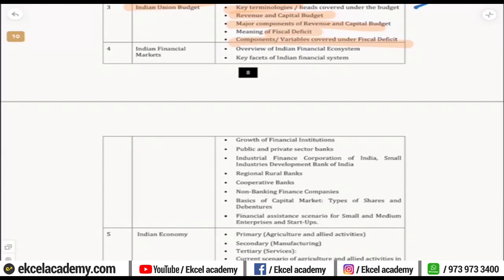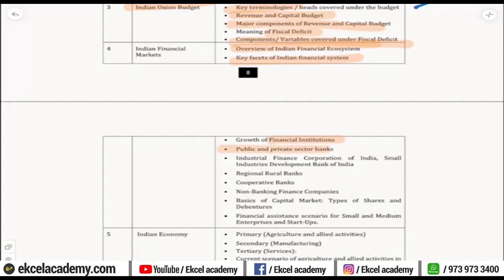Then we move on to the Indian financial markets. Here we study about the financial institutions. An overview is given to us. Then we see the key facets of the Indian financial system. Then we move on to financial institutions, which is very important for us to know. We know about RBI, we know about the commercial banks, we have something to do with SIDBI and other financial corporations which are very important. We will shed light on those things.